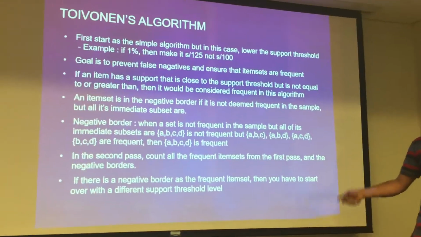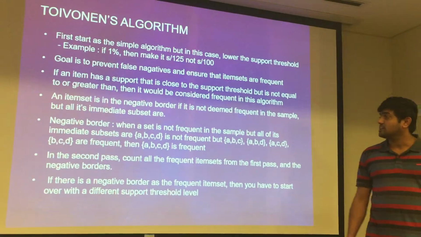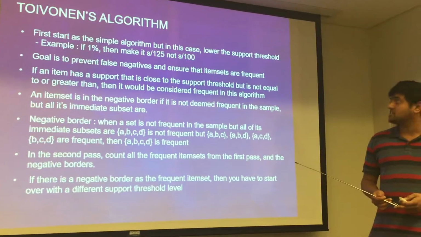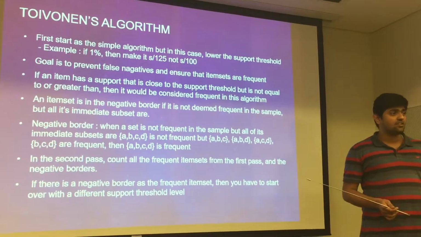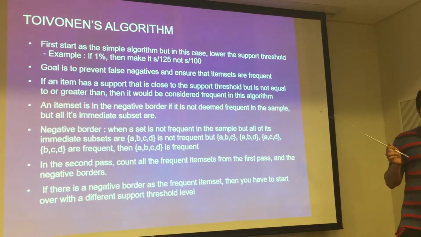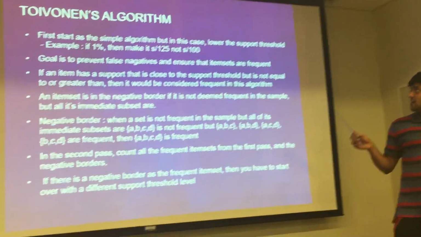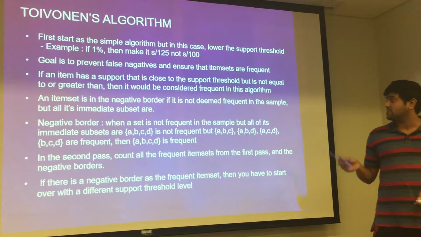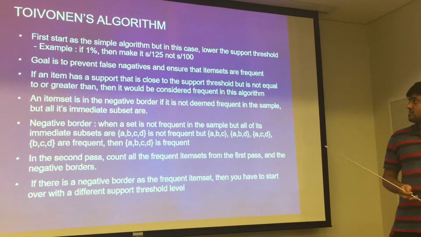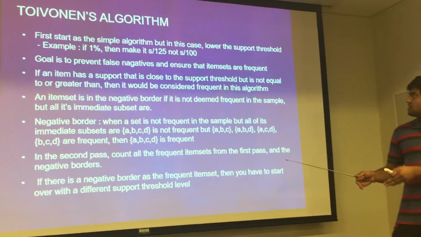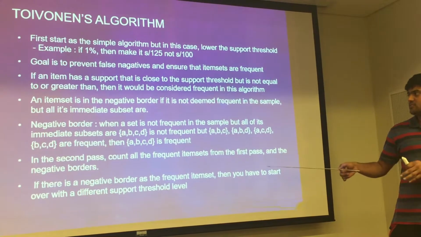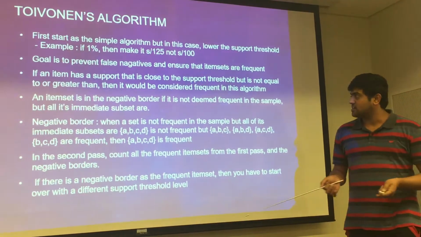Let me go to Toivonen's algorithm, which is also an extension of the simple algorithm. Basically, it starts just like the simple algorithm, but in this case, there is a lower support threshold. The main goal is to prevent false negatives and also ensure that the item sets are frequent. If an item has a support that is close to the support threshold, but not equal to or much greater than the threshold, then it's still considered frequent in the algorithm.